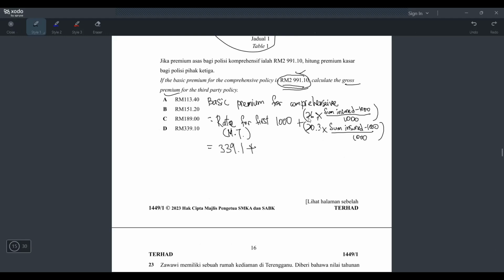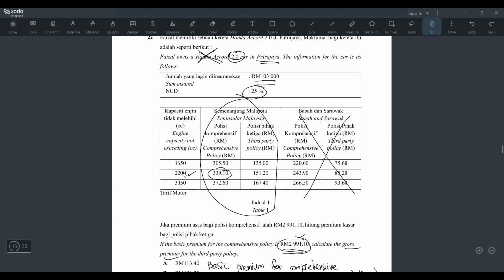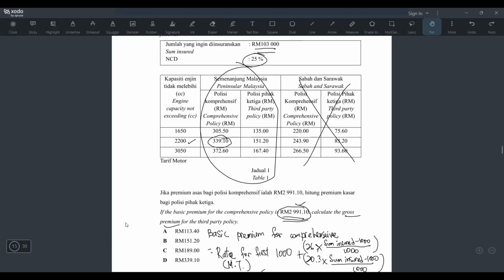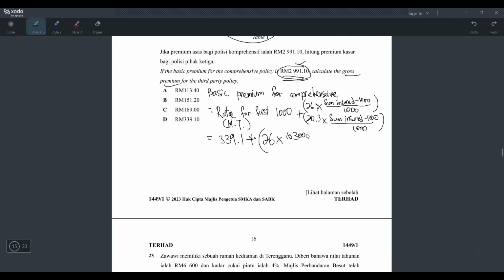But then we have to plus with what? Plus with 26 times with the sum insured minus 1,000 divided 1,000, right? But if it's Sabah Sarawak, you have to plus with 20.3. Okay, but this case is 26. So it'll be 26 times with sum insured. Okay, we can refer there. 103,000. Okay, how many zeros? Okay, one more zero. And then minus 1,000.